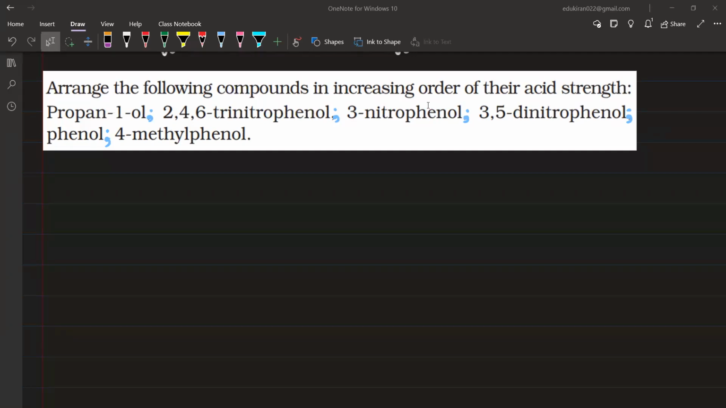So time is almost over. Send your answers, guys. How you have written these things. Show me the structure. Send whatever you have drawn, please send it to me on my WhatsApp.